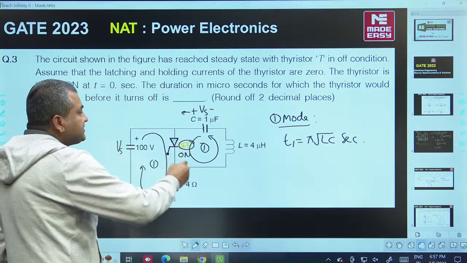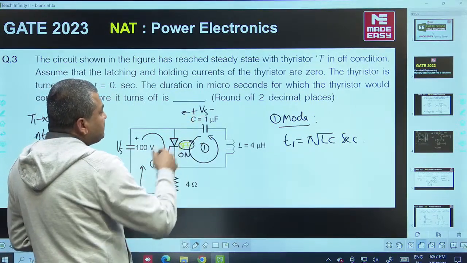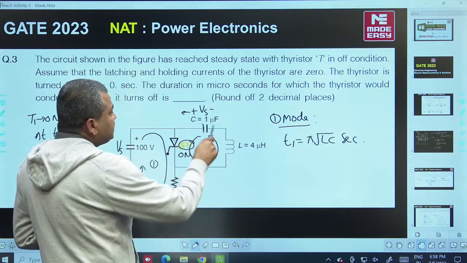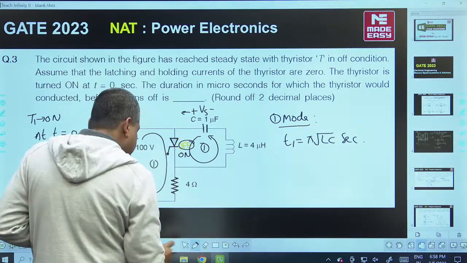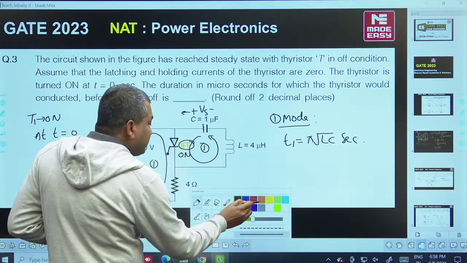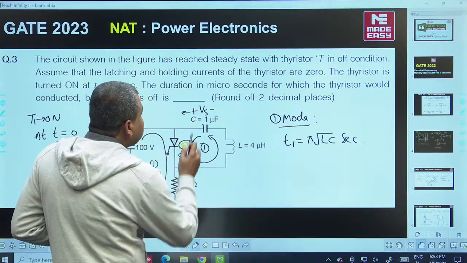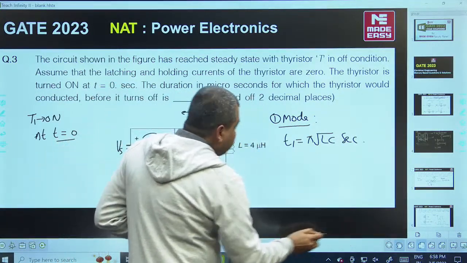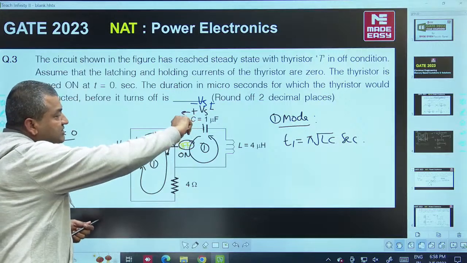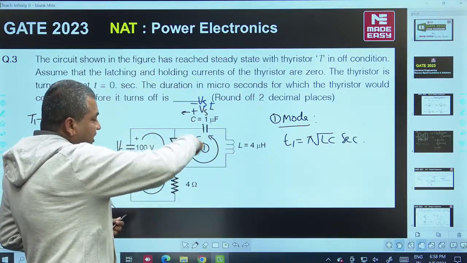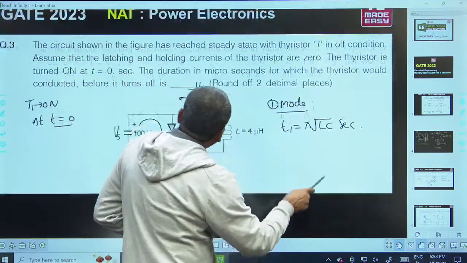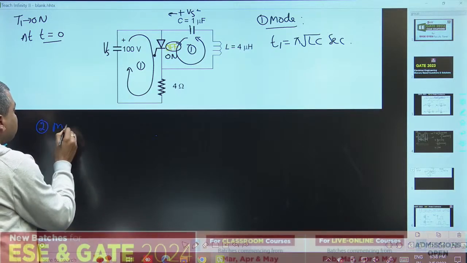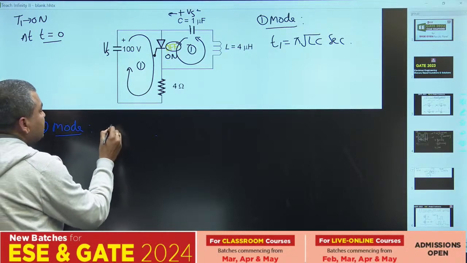After pi root LC seconds, this capacitor voltage will reverse. Actually here the capacitor is discharging energy to the inductor, and then the inductor is releasing energy and recharging the capacitor in the reverse direction. So by the end of the mode, this voltage becomes minus Vs. So what happens in the second mode? In the second mode, the capacitor discharges in the reverse direction. That is nothing but current commutation. So let me discuss the second mode here.